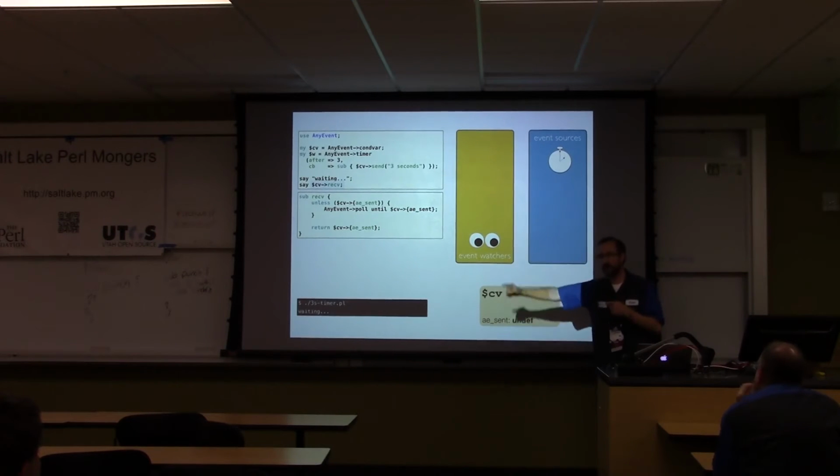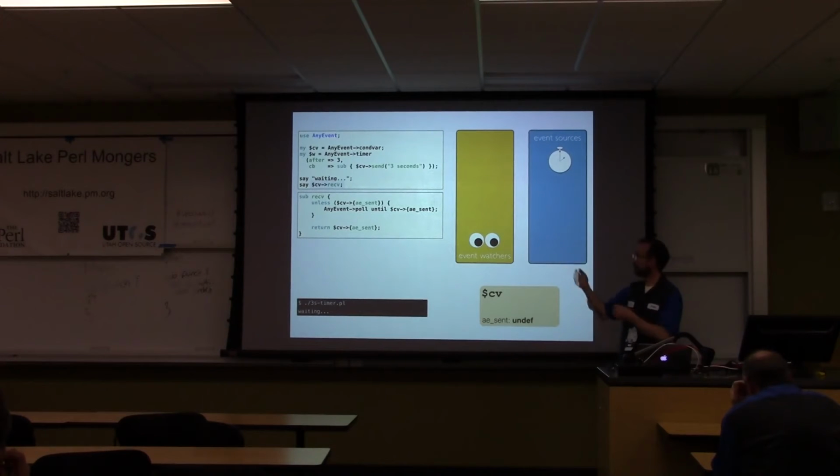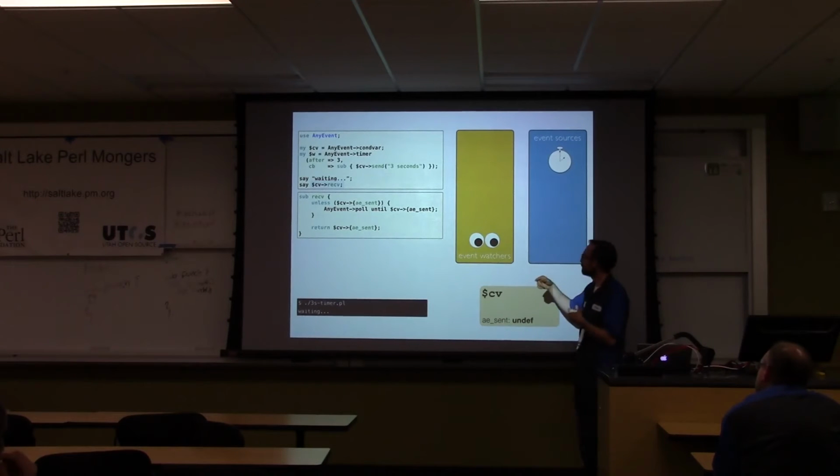It goes around the loop once, and checks all the timers. It checks all of the signals. It checks all of the I/O handles that we may have registered our intent with. And then if there's nothing there, it comes back and says, is AE sent set yet? No? Okay, let's do it again. So this is how receive works. It feels to you like it's blocking, but it's not blocking the event loop. So it's going round and round.